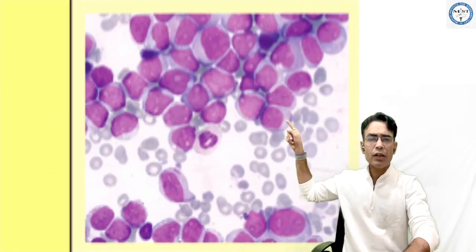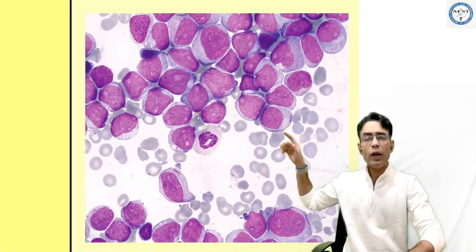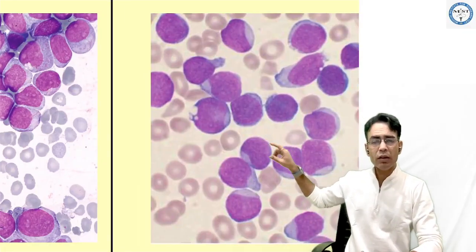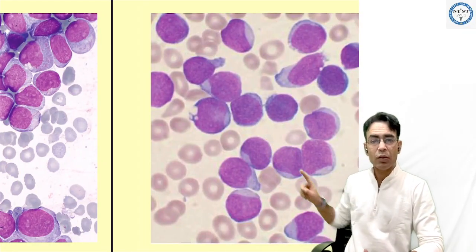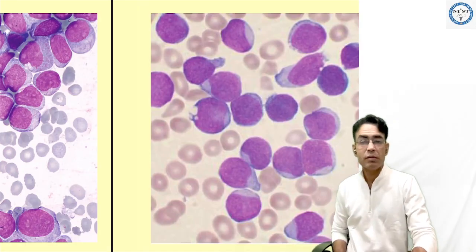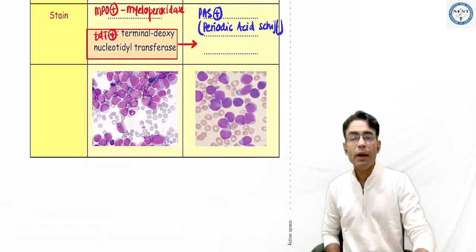So you can see myeloid blast is a little bigger blast. This is bigger. More cytoplasm, more nucleus. Whereas a lymphoid blast is smaller. All nucleus, very scant cytoplasm. This is a lymphoblast. Okay.